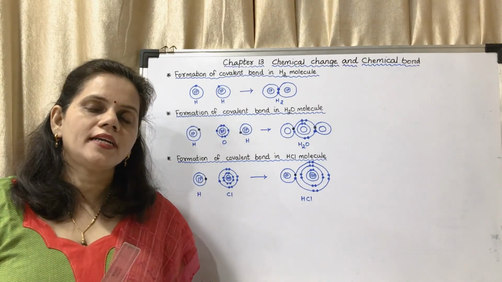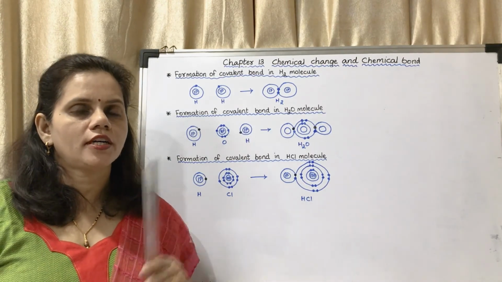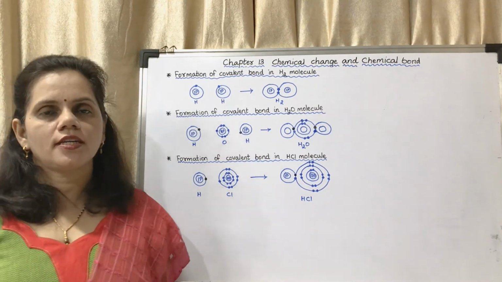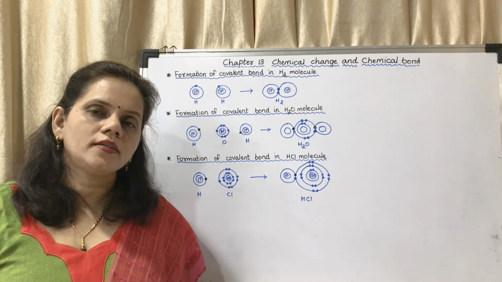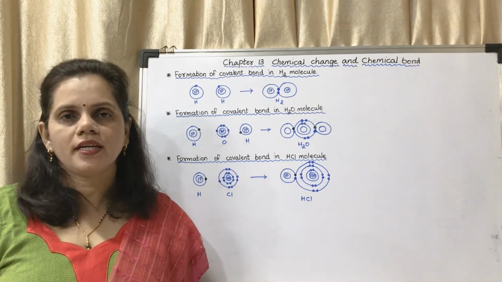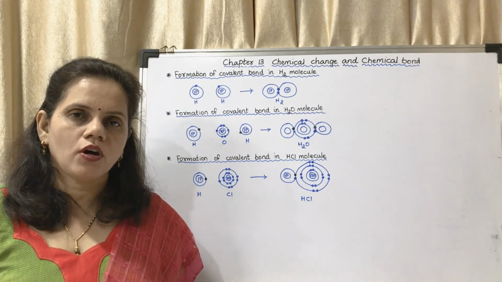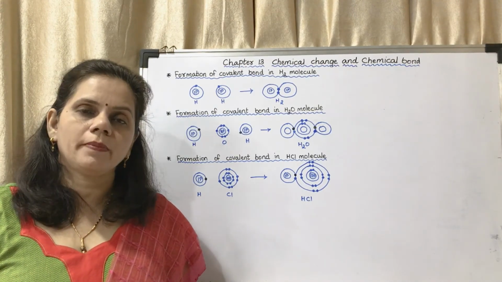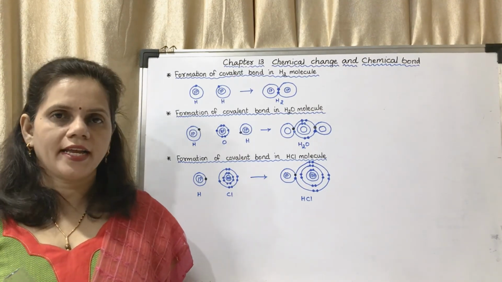So these are examples of covalent compounds, especially water. You may remember this, water is an example of a covalent compound. How are covalent compounds formed? They are formed by sharing of electrons. How are ionic compounds formed? Ionic compounds are formed by give and take of electrons.